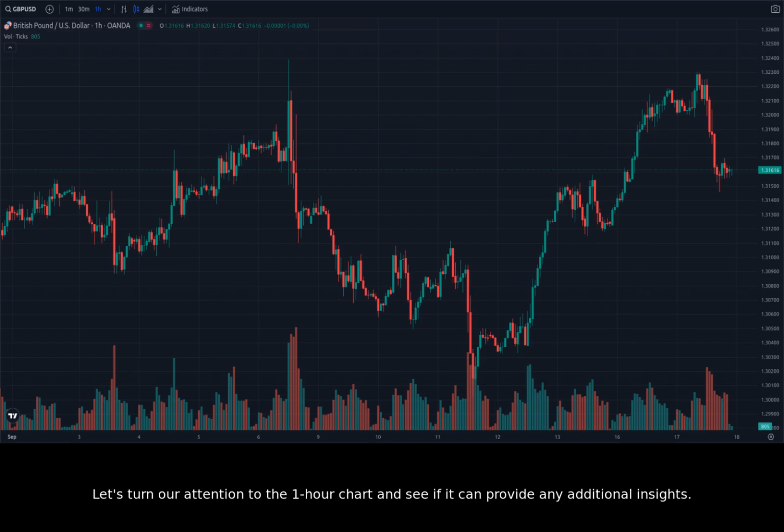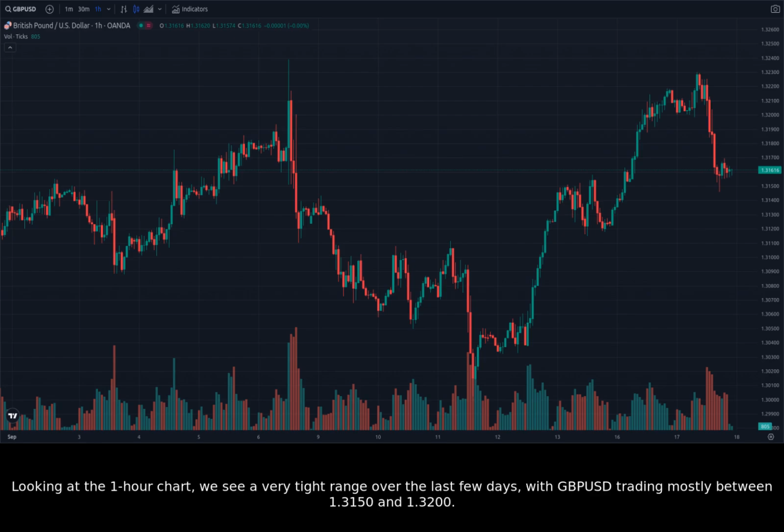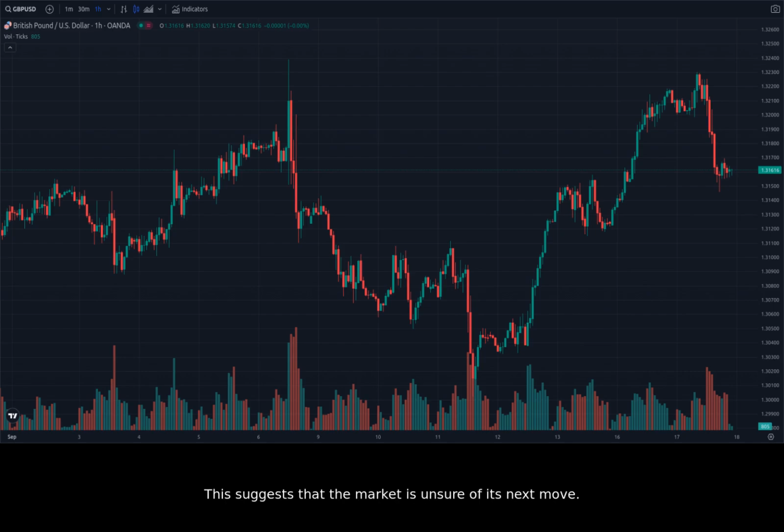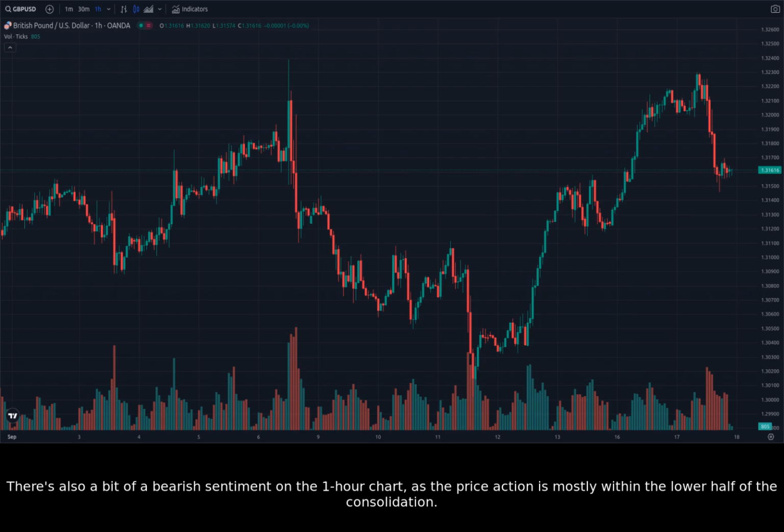Let's turn our attention to the 1-hour chart and see if it can provide any additional insights. Looking at the 1-hour chart, we see a very tight range over the last few days, with GBPUSD trading mostly between 1.3150 and 1.3200. This suggests that the market is unsure of its next move. There's also a bit of a bearish sentiment on the 1-hour chart, as the price action is mostly within the lower half of the consolidation.